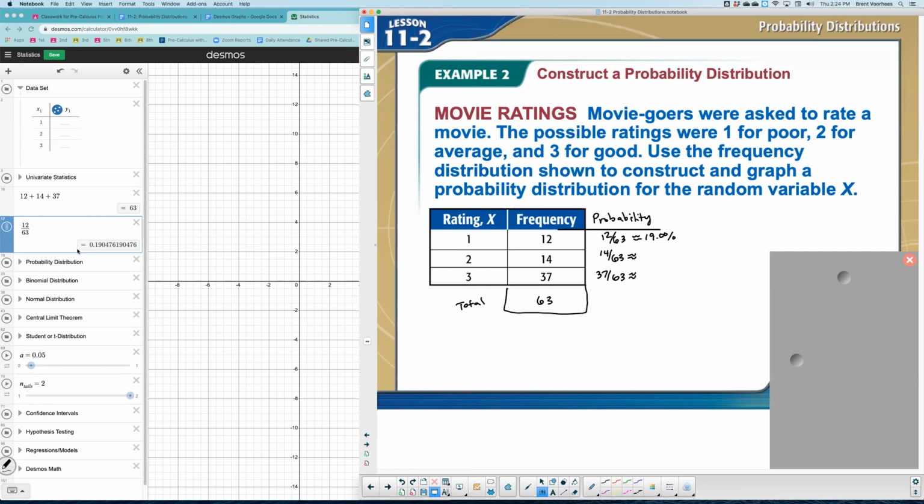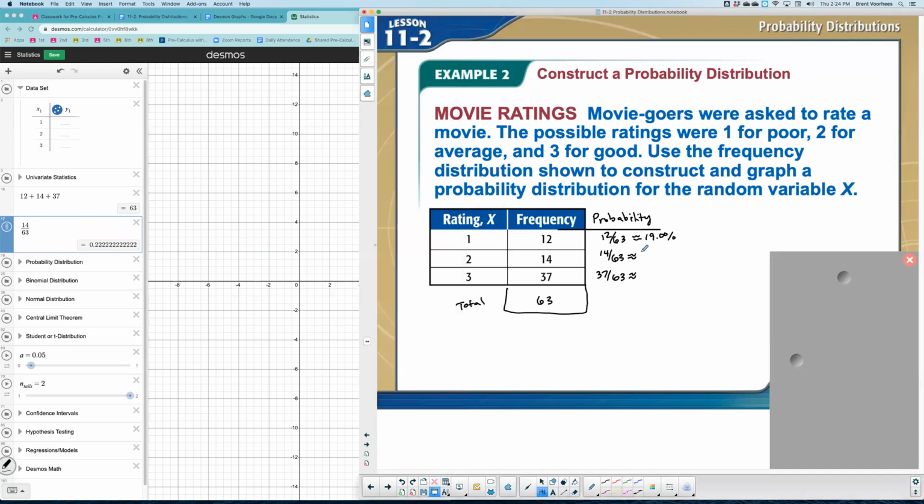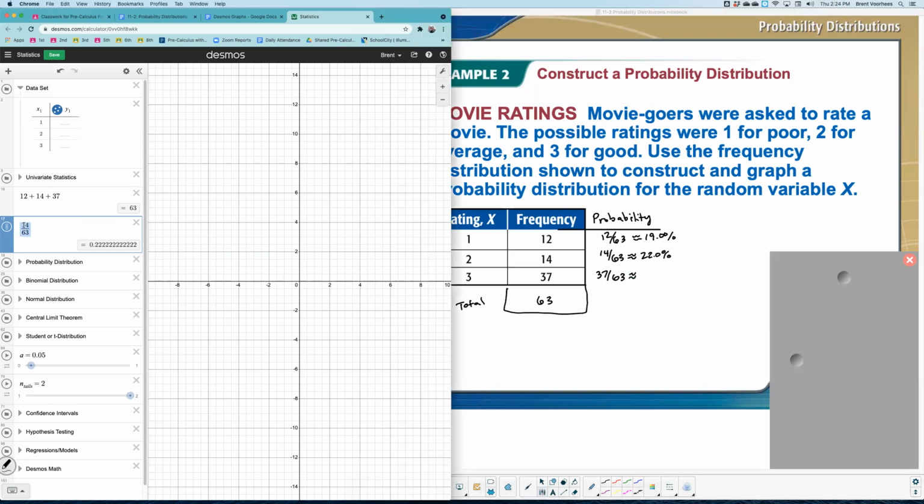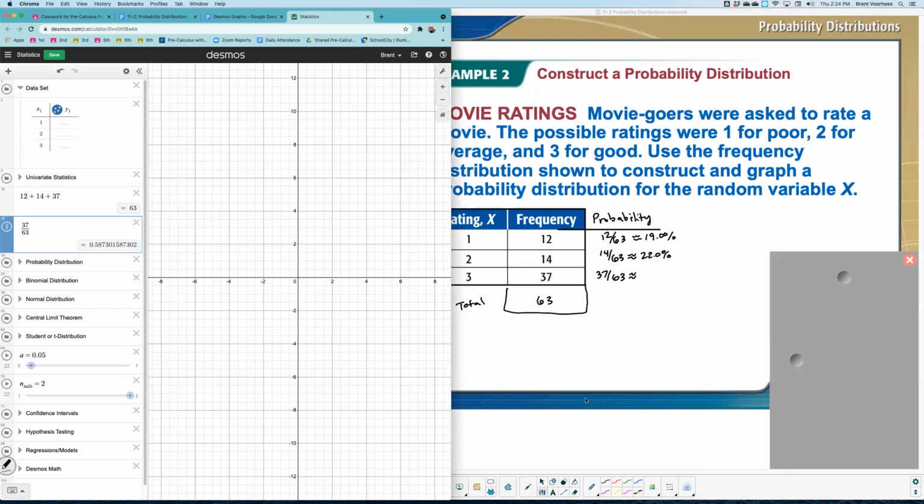And so these also should always add up to 1 when you're all said and done. Now, if it doesn't, it's probably a rounding error. The second is 14, which is 22%. And the last, 37 of 63, is 58.7.